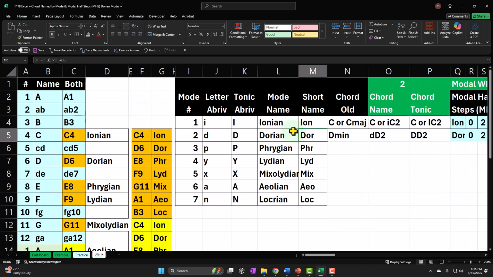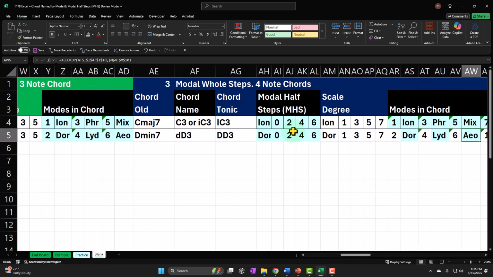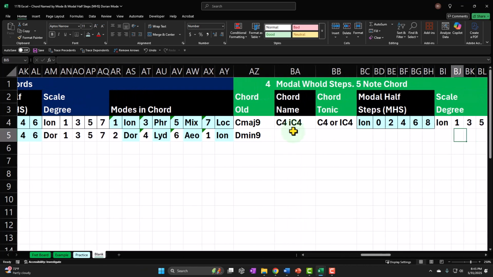Now, it would be a lot easier if we just recognize that we're in the Dorian and just call it a D4, meaning it's a 5-note chord. It's got 4 modal whole steps plus the root. So it's a 5-note D Dorian chord. And all you have to do is count every other note.